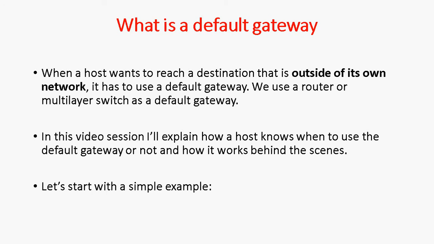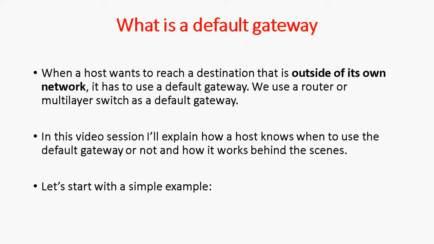So either we can use a router or a multi-layer switch as a default gateway. Multi-layer switch means a layer 3 switch. So when PC1 tries to ping PC2, and PC1 and PC2 are in different networks, at that time PC1 uses a default gateway. Through the default gateway, PC1 reaches the destination network.